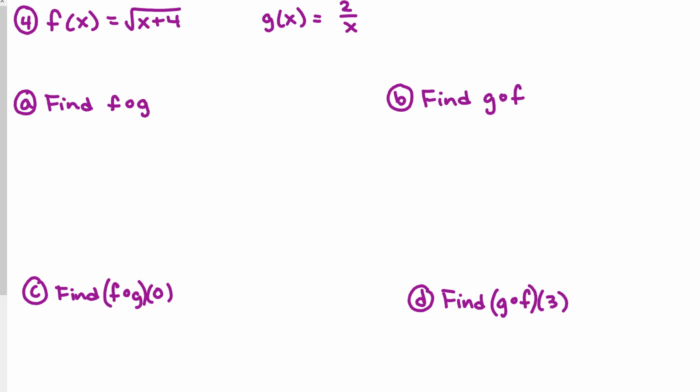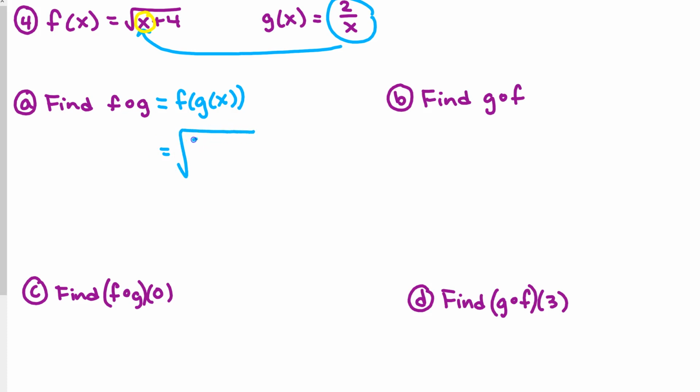We have f of x and g of x, and we're asked to find f of g. Remember, f of g means the same thing as f of g of x. G is on the inside. So we're going to take 2 over x and put it inside the f of x function. We're replacing the x with g of x. So that's going to give us the square root of 2 over x plus 4.